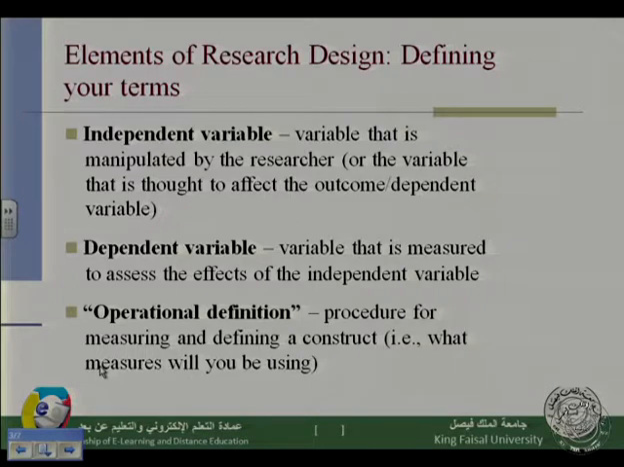The independent variable, you manipulate this variable, because you are going to design. You select the computers. You are going to design the materials for the computer, so you can manipulate the independent variable. The dependent variable you cannot manipulate. Why? Because you want to measure the effects of the independent variable on the dependent variable. The dependent variable is a variable that is measured to assess the effects of the independent variable.